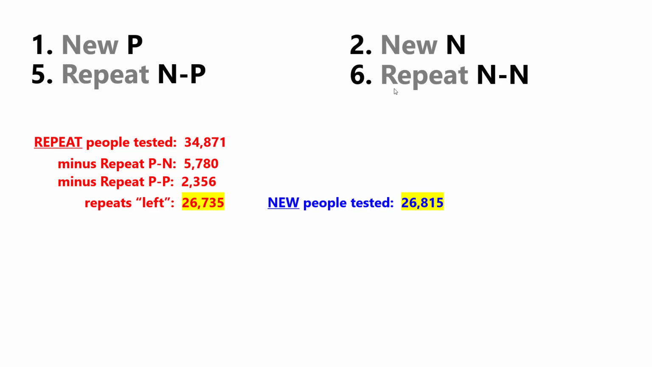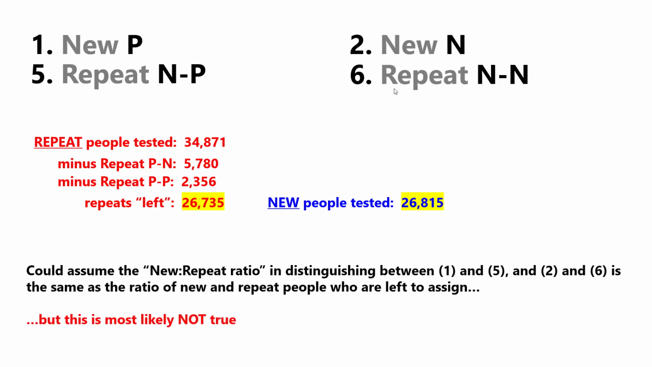And so what I want you to notice is these two groups are almost identical on today's date, right? They're about a 50-50 mix of what's left. So I could assume, this is a little dense, that the new to repeat ratio in distinguishing between groups 1 and 5, because it's a mix of new and repeat tests, and in distinguishing between new and repeats in groups 2 and 6, is the same as the ratio of the new and repeat people who are left to assign. So basically a 50-50.